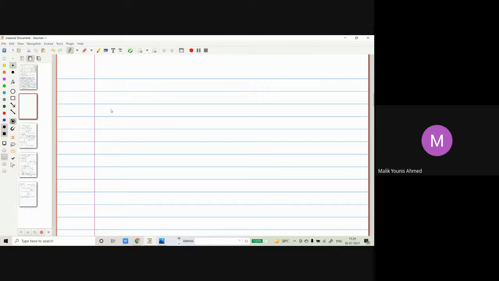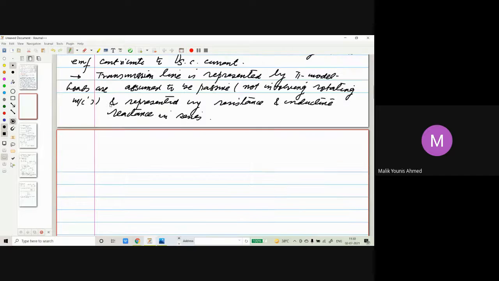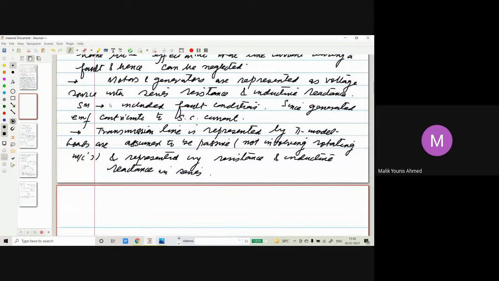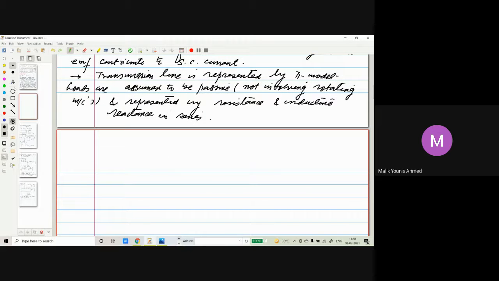Anyway, I will repeat it again. Transmission line will be represented by a pi model, very clearly. Loads are assumed to be passive. What does that mean? Whatever the loads are, they will not include the rotating machines, and whatever the load will be, it will be represented by a series connection consisting of resistance and inductive reactance. Next is neutral grounding impedance.